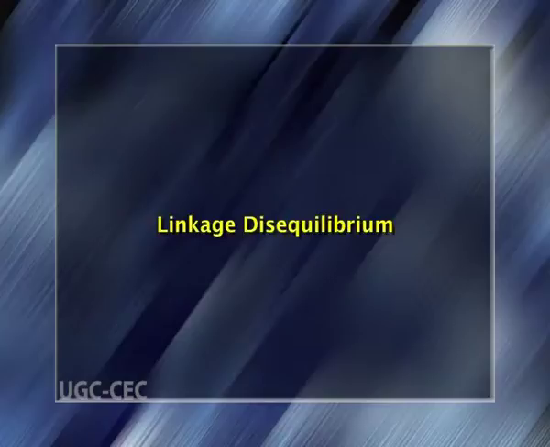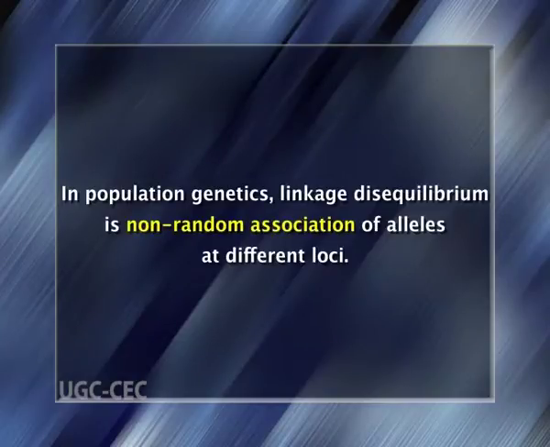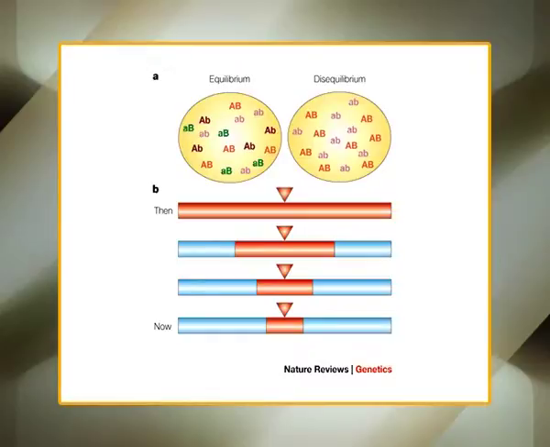Now let us discuss the next part of today's lecture, that is linkage disequilibrium. In population genetics, linkage disequilibrium is the non-random association of alleles at different loci. Loci are said to be in linkage disequilibrium when the frequency of association of their different alleles is higher or lower than what would be expected if the loci were independent and associated randomly.